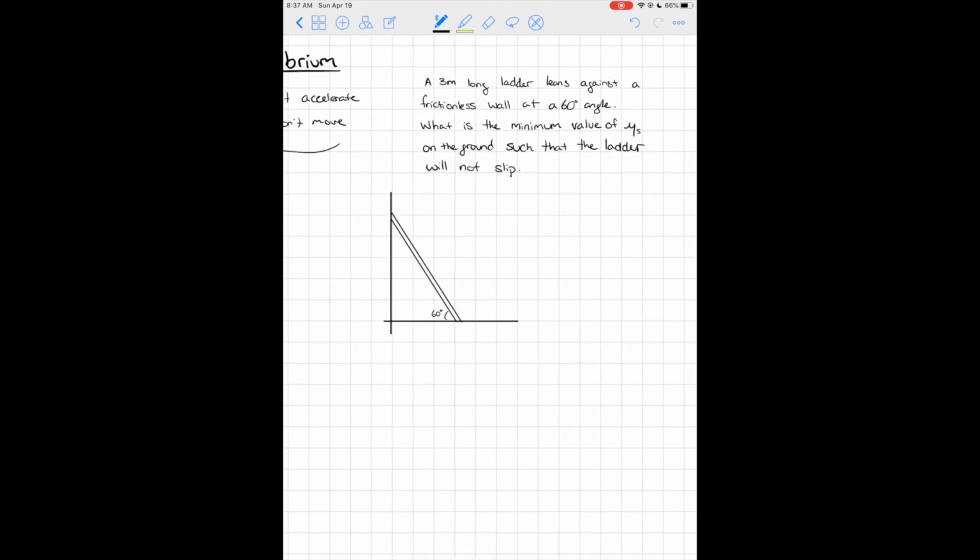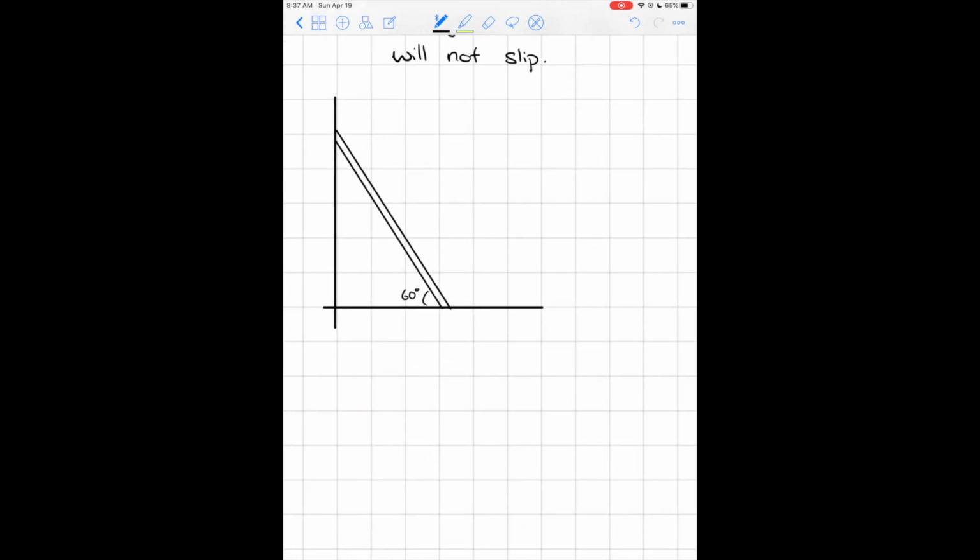So let's shift over to our problem here. I have a 3-meter long ladder leaning against a frictionless wall at a 60-degree angle. What is the minimum value of the static coefficient of friction, μs, on the ground such that the ladder will not slip? So we have a really small diagram here, but it's working for us. I think it's important to now start to list the forces involved, and instead of just drawing a free body diagram, let's start listing them on the actual picture, because now placement of those forces matters.